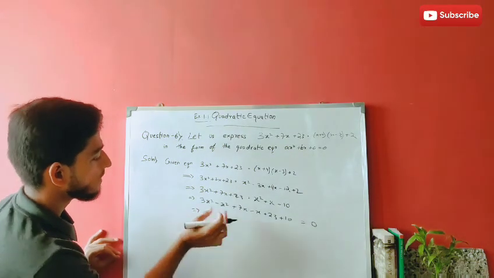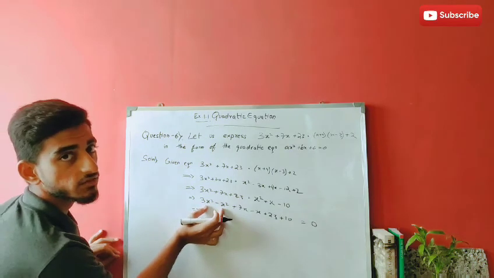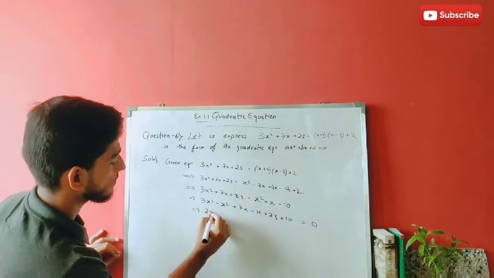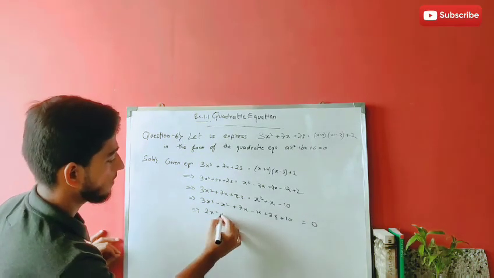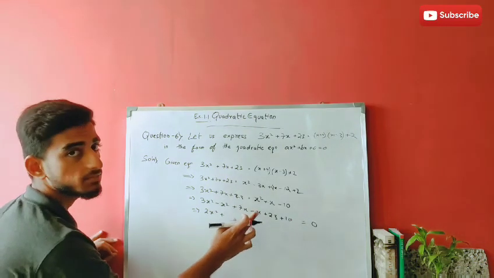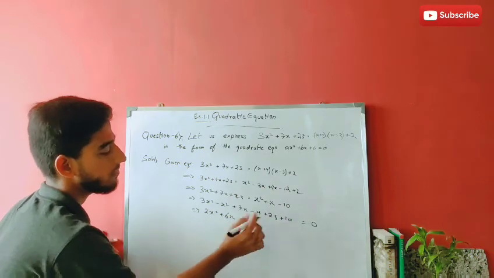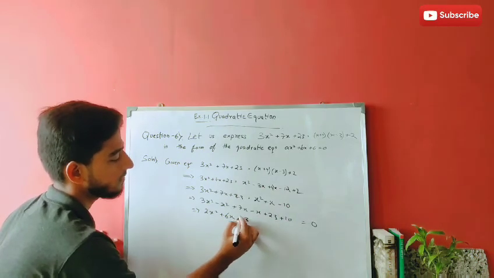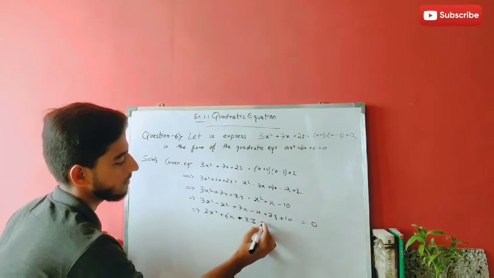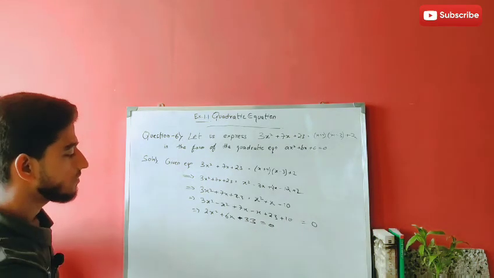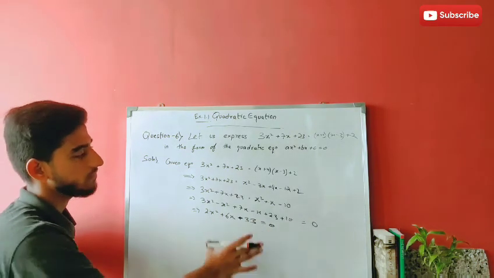Now 3x square minus x square, 2x square, plus 7x minus x, plus 6x, 23 plus 10, 33, is equal to 0. So this is our standard form of a quadratic equation.